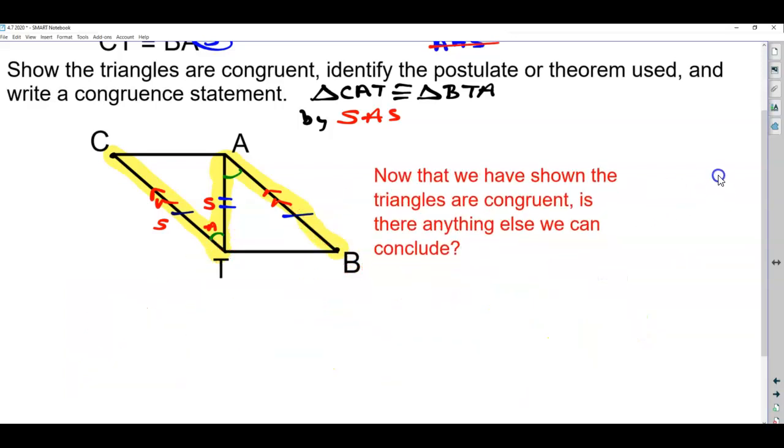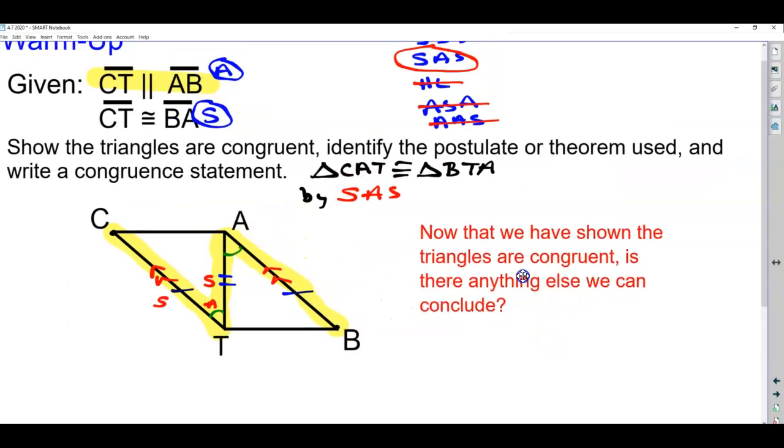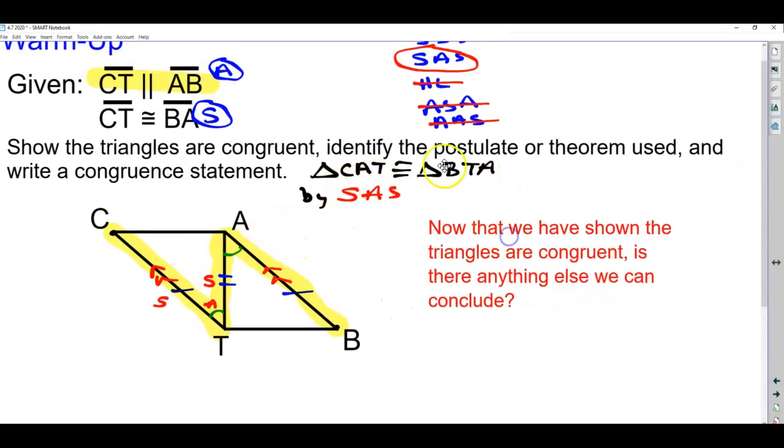Since I just have shown that these two triangles have to be congruent, and I know that I have a side, an angle, and a side congruent, don't we know that everything else is congruent? And that was kind of how we introduced congruent triangles. But what that means is I could actually ask you to prove something different. What if I asked you to prove that angle C was congruent to angle B?